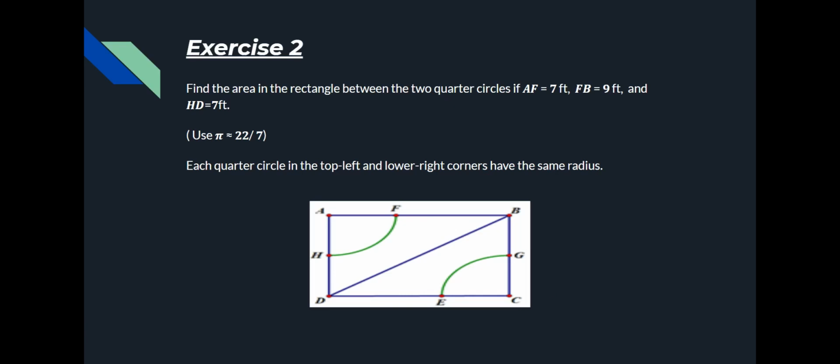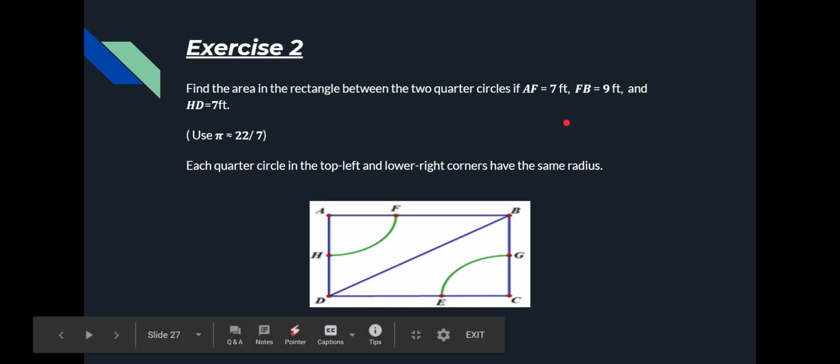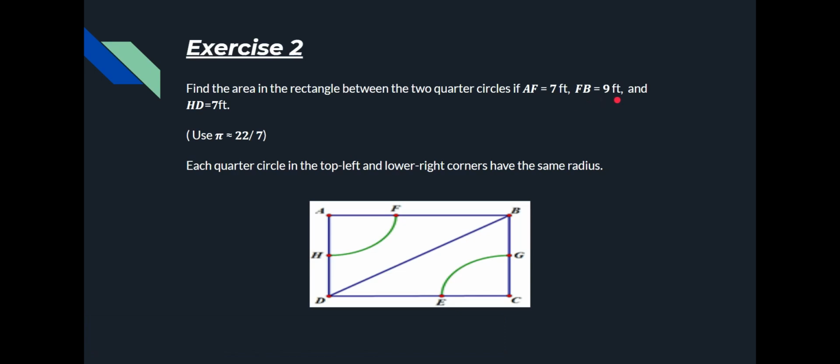Find the area in the rectangle between the two quarter circles if AF equals 7 feet, FB equals 9 feet, and HD equals 7 feet. Okay, now we're going to use 22 over 7 as pi. Each quarter circle in the top left and lower left corners have the same radius.